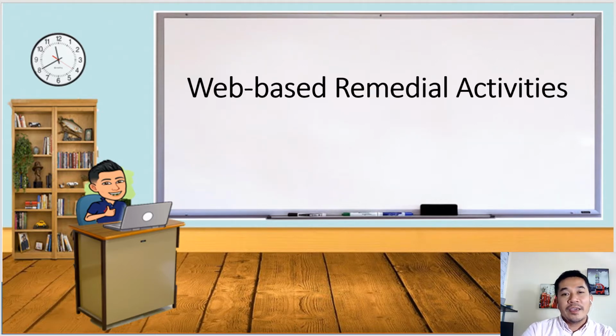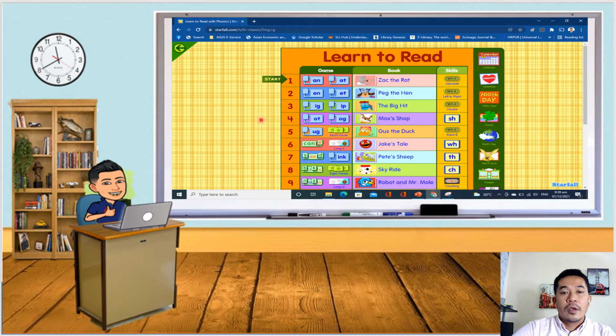So here's the web-based remedial activity. This is the page of starfall.com, and it has a lot of activities, and it is free if you're going to open this one, if you're going to explore this one. And the topics here range from K1 to K12. So you can use this one as part of your remedial reading instruction.